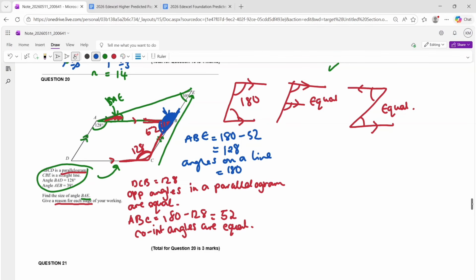Your reasons are worth sometimes more marks than your actual angles, sometimes half marks. So 128, I'm also going to put it on the diagram. And now you should see that you've got at the top here, I'm running out of colours. Let's go with a different colour. Let's go with pink.